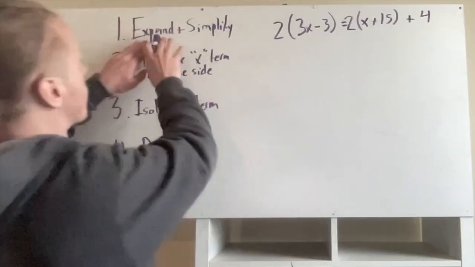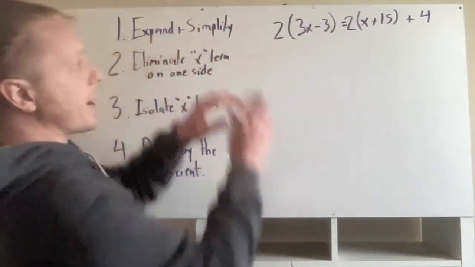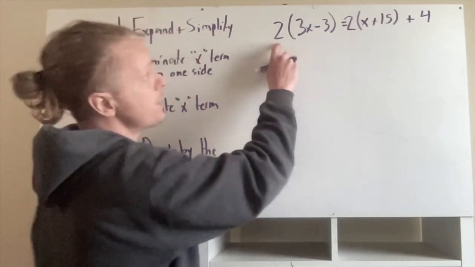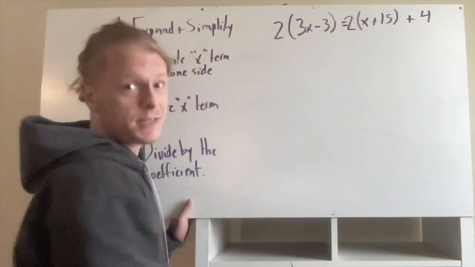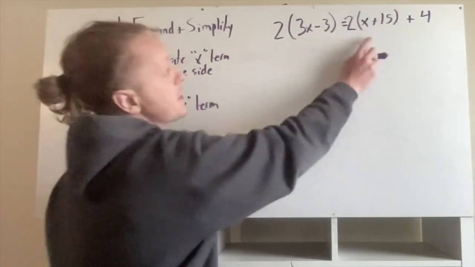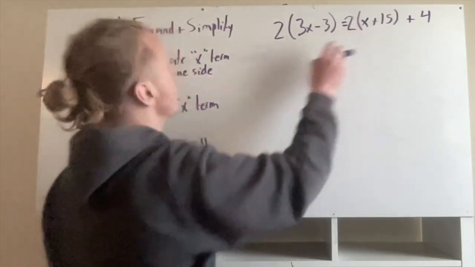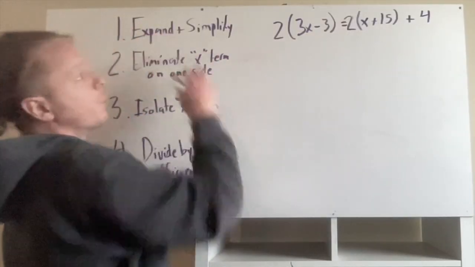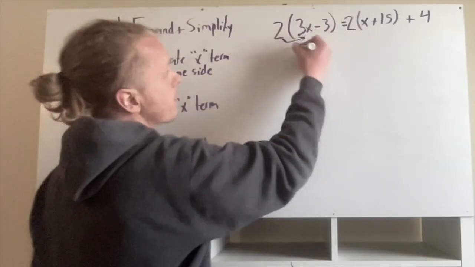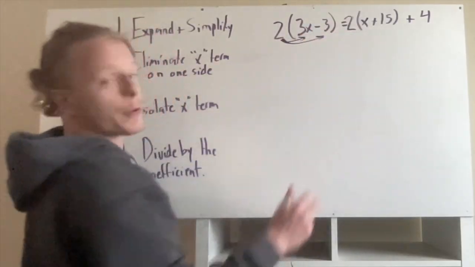So what do I mean by expand and simplify? Well, anytime we see parentheses here, right, this 2 next to the 3x minus 3 in parentheses, that means this whole thing is being multiplied by 2, right? Same here, this is being multiplied by 2. So when we expand, we're going to do out that multiplication. That's what that means, okay? So the first step, remember we call that distributing.